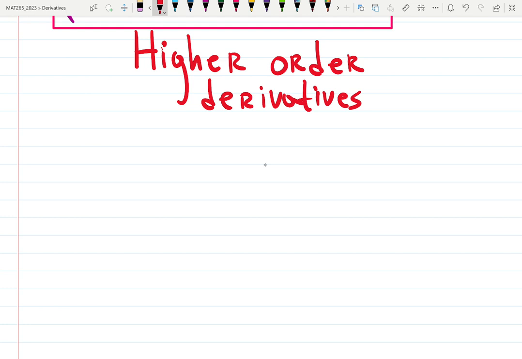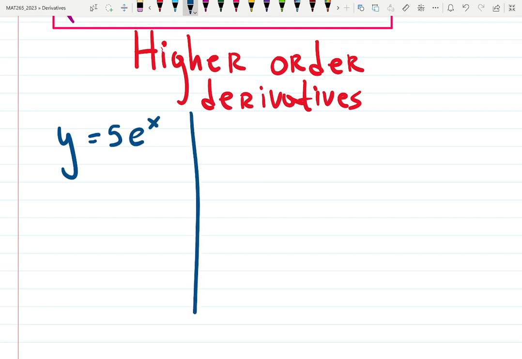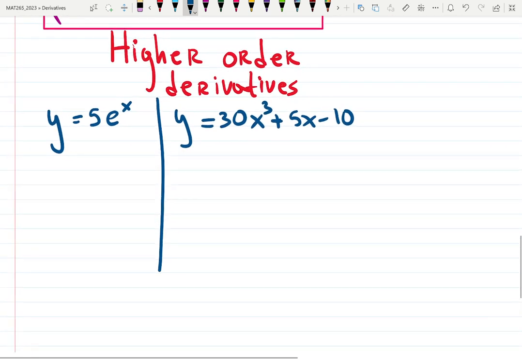So, I will show you something cool, and physics people will like it specifically. Let's take derivative of two different functions. You have original function y equals 5e to the x, and let's do another one. y equals 30x cubed plus 5x minus 10. Let's take many derivatives. And it's actually super fun.